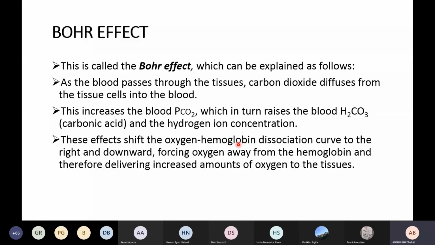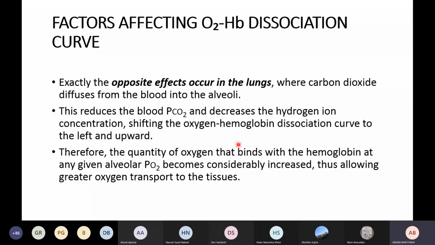So this is about the Bohr effect, and like I already mentioned, the opposite effect occurs in the lungs. Why? Because carbon dioxide is now diffusing from the blood into the alveolus. So there is a decrease in hydrogen ion concentration and there is a left shifting of the oxygen hemoglobin dissociation curve.